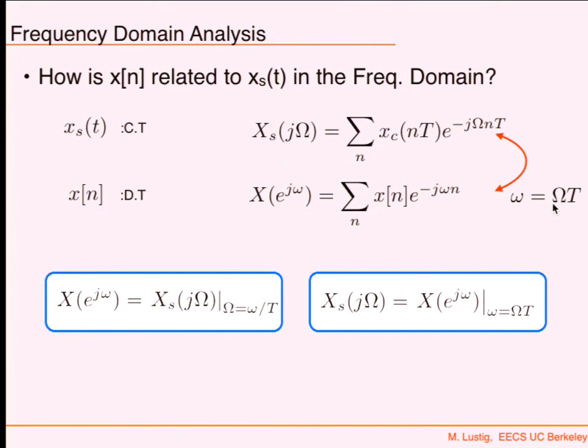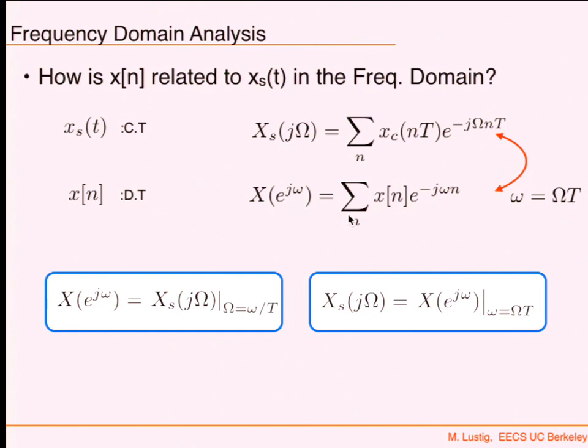You are just left with a value. Okay, so it makes perfect sense, because when we have x of n, we don't know how it relates to time. We need to know T if we want to know how it relates to time. Okay? So, a subtlety, but yes.